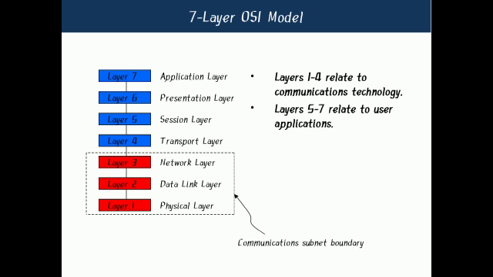Coming to the first layer, that is the physical layer. The second layer is the data link layer. Third is the network layer, followed by the transport layer, session layer, presentation layer, and last but not the least, the application layer. The first four layers relate to the communication technology, and the rest, that is the fifth, sixth and seventh, which are the session layer, presentation layer and application layer, relate to user applications. So now let's get started with the first layer, that is the physical layer.